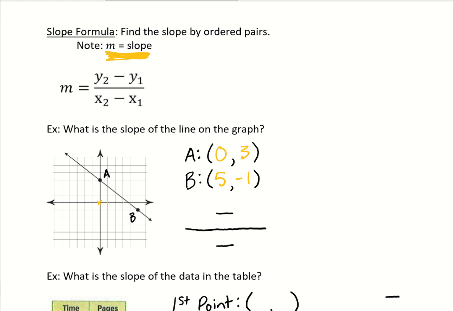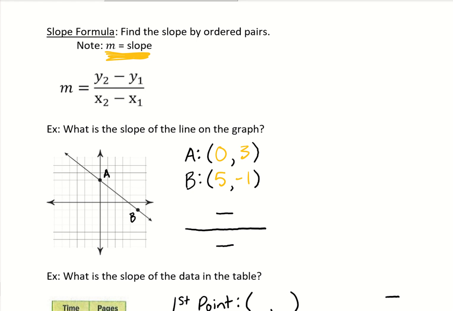Okay, so now I've got my two ordered pairs. I can plug those into the slope formula. All right, so the first thing I need to do is determine which one is going to be point 1 and which one is going to be point 2.